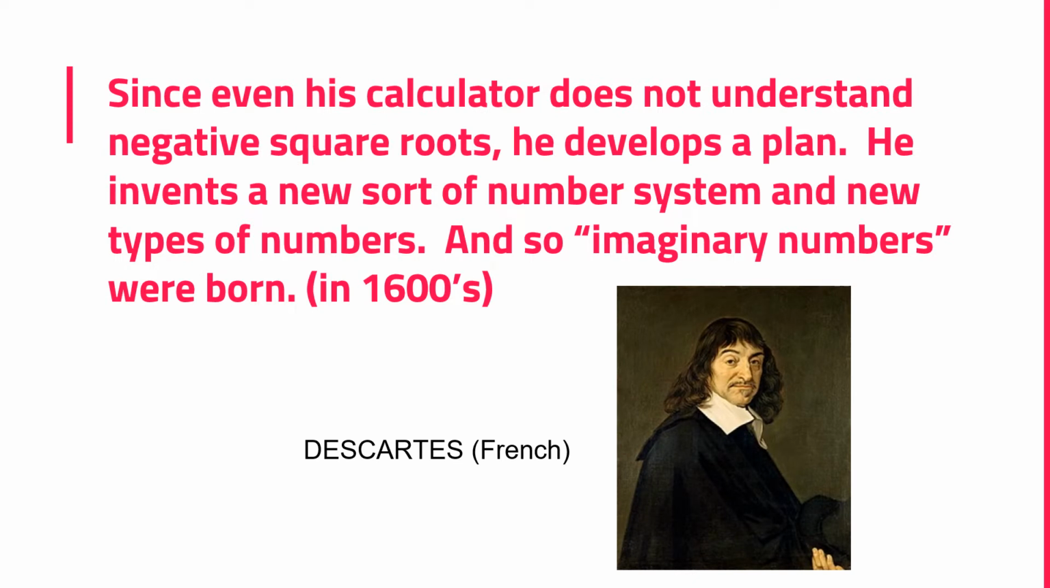And so since we can't square root negatives, Descartes developed a plan. He invented a new number system and a new type of numbers called imaginary numbers. This happened in the 1600s. And so we're going to use that 3, but as with the first letter in the word imaginary numbers, we're going to use the letter i to denote that square root of a negative.